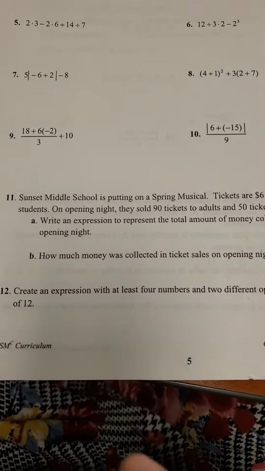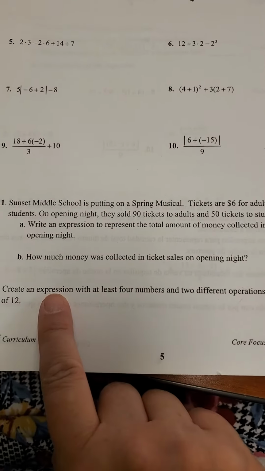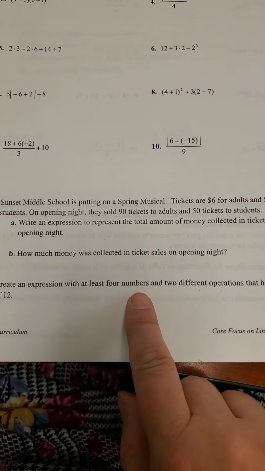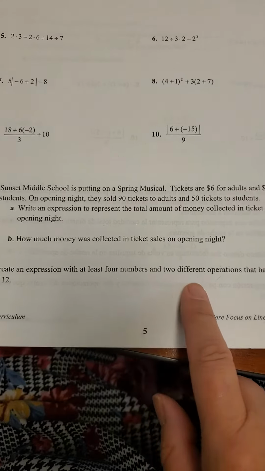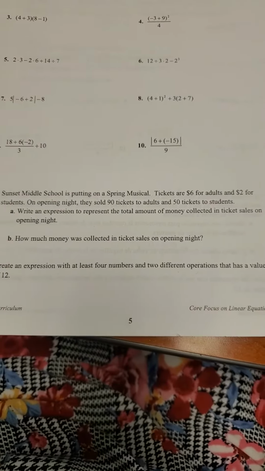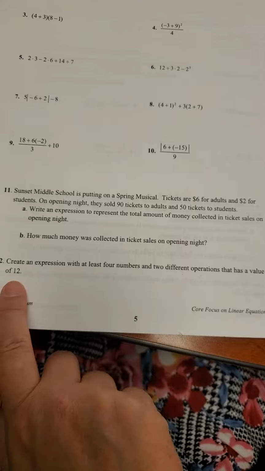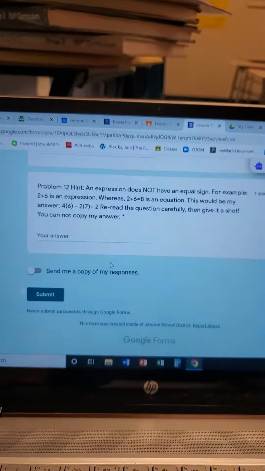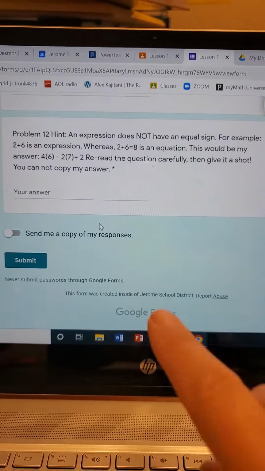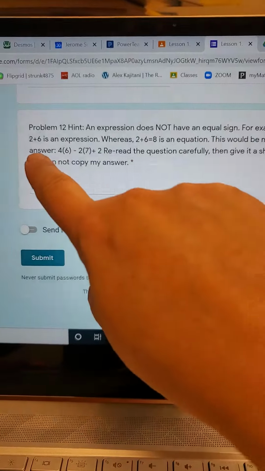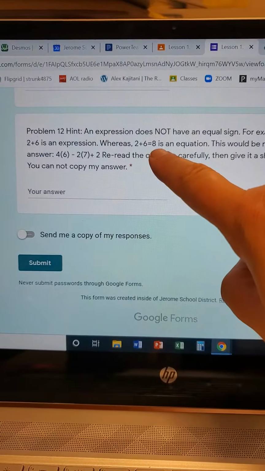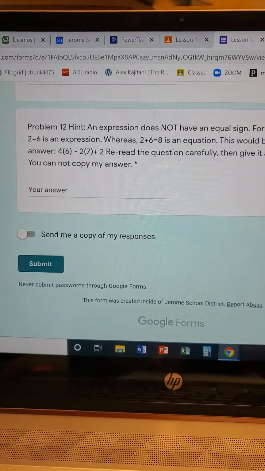And the last problem, number 12. And so on number 12, it says to create an expression, you're writing the problem, with at least 4 numbers and 2 different operations that has a value of 12. And the hint here on Google Forms did say, hint, an expression does not have an equal sign. For example, 2 plus 6 is an expression, whereas 2 plus 6 equals 8 is an equation.